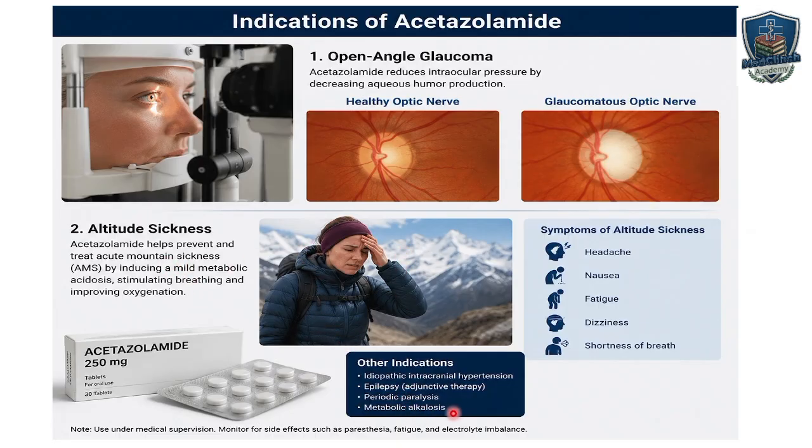You've got other indications here, like metabolic alkalosis. It can also be used for metabolic alkalosis when you want to get rid of bicarb ions. It can also be used in periodic paralysis, epilepsy, idiopathic intracranial hypertension, and others.